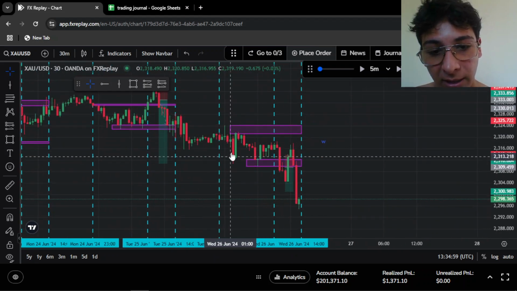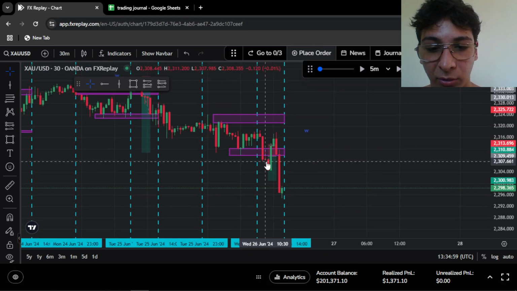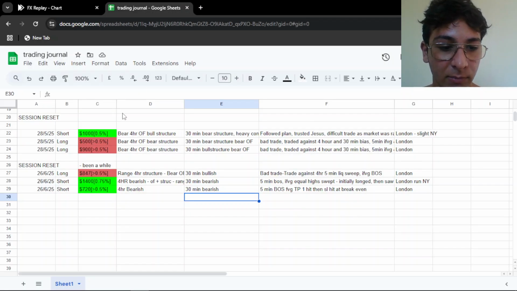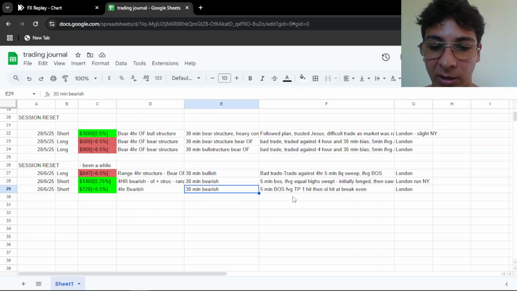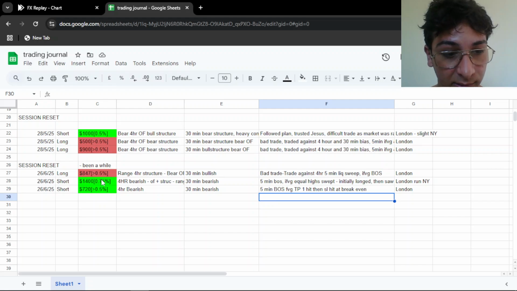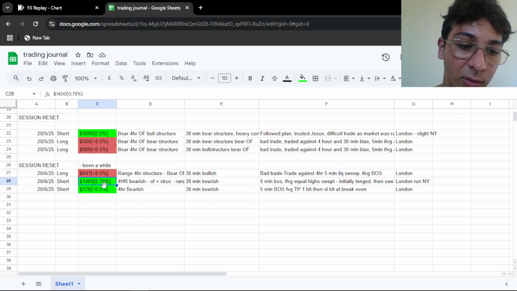And then our next trade, it swept, it broke and it retested the lows, so we shorted off of that. The 4 hour was bearish, 30-minute was bearish. The 5-minute, we entered based off of a 5-minute break of structure, fair value gap. It hit take profit 1, and then it hit our stop loss at break even, and this all happened in London session. These were the 2 wins and the 1 loss.